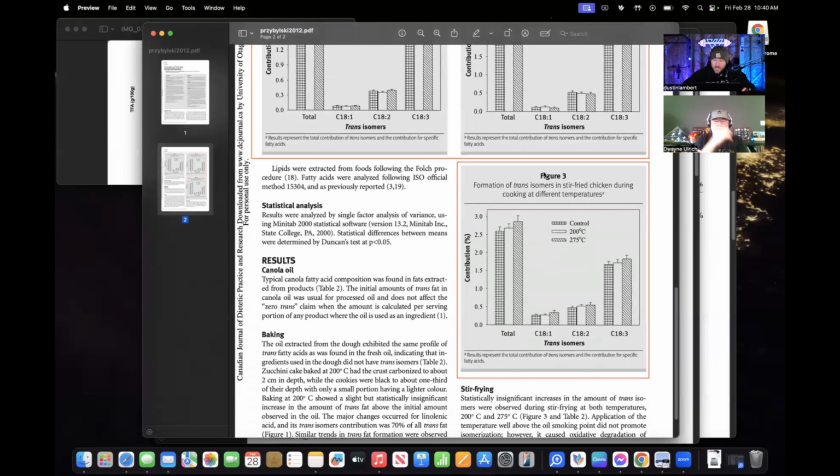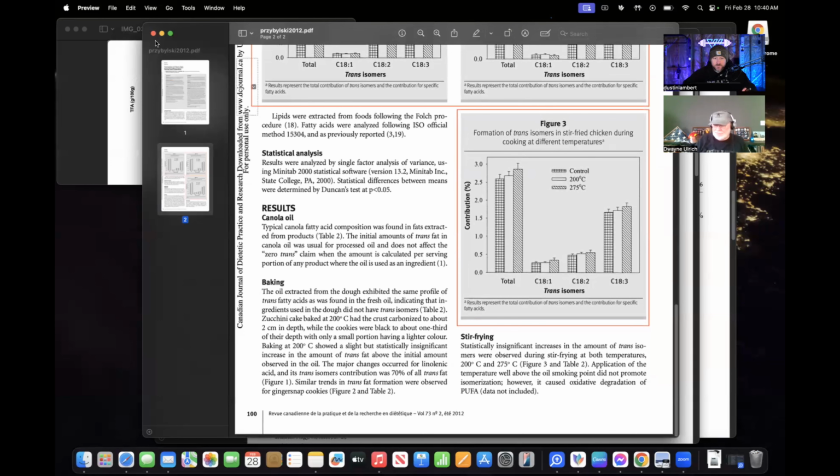And then, same thing for our stir fried chicken. Of course, we do see a stepwise increase in the frying versus the baking. But even at 275 compared to 200, the total amount of trans fatty acids isn't alarming. What you would hear on the internet is this stuff should be chock full of trans fatty acids, just artery clogging levels. And it's just not changing that much.